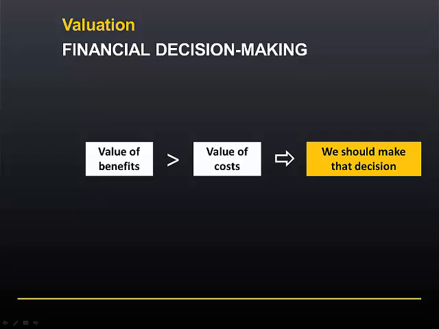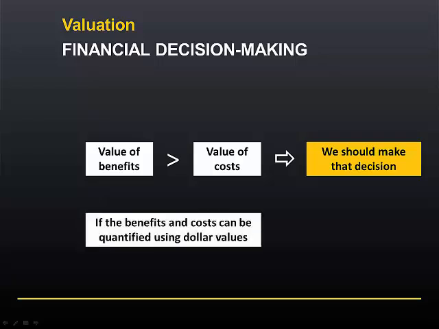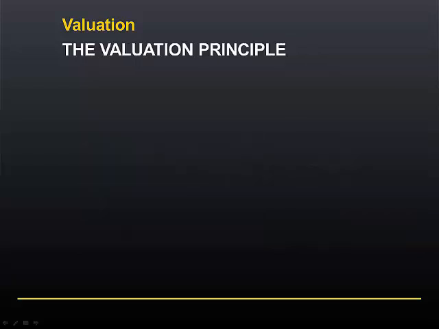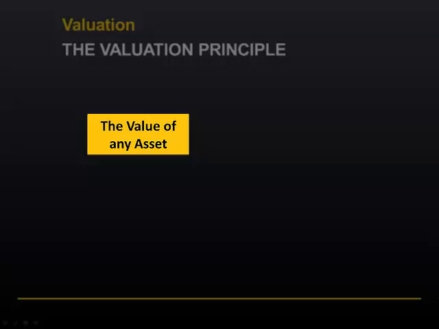If the benefits and costs can be quantified using dollar values, then this is called financial decision making. In order to make any financial decision, we must be able to determine the value of the benefits and costs. Notice here that we make repeated use of the word value. In this module, we will look at exactly what we mean by value. How exactly do we measure the value of something, such as a share?